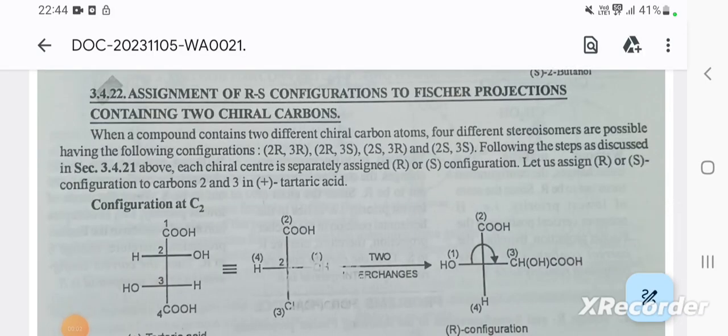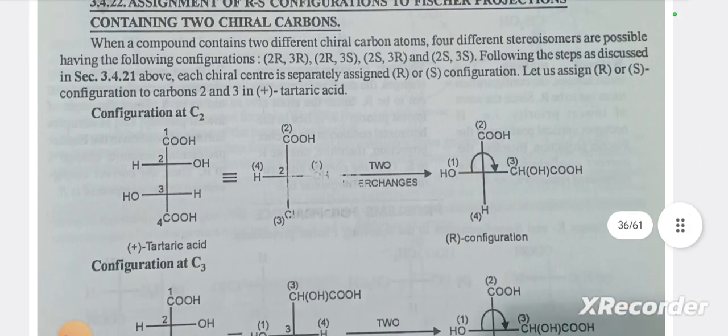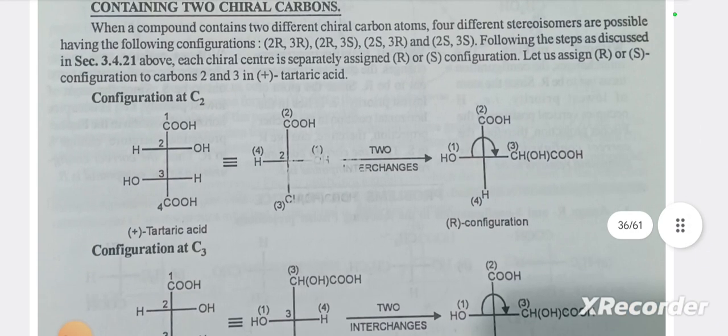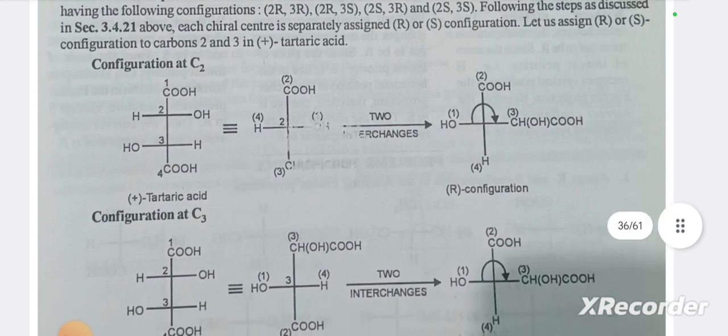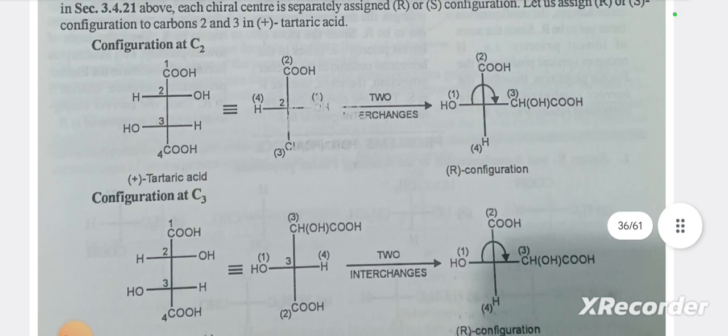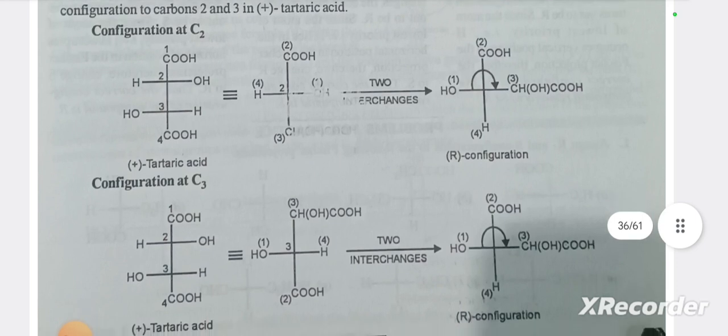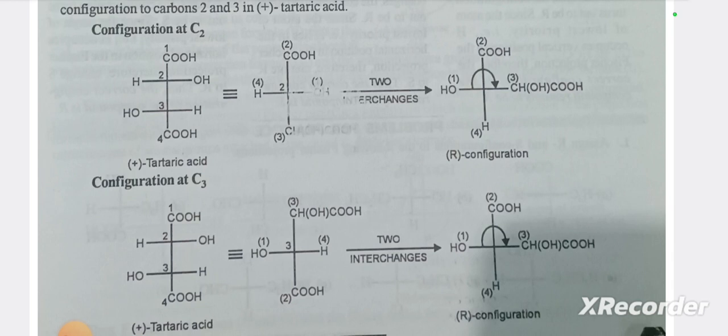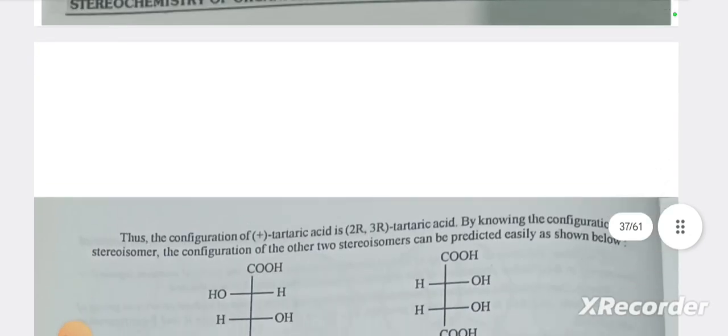Assignment of RS configuration to Fischer projections containing two chiral carbons. When a compound contains two different chiral carbon atoms, four different stereoisomers are possible, having the following configurations: 2R,3R; 2R,3S; 2S,3R; 2S,3S. Following the steps discussed in the section above, each chiral center is separated and assigned as R or S configuration. Let us assign R or S configuration to carbons 2 and 3 in the plus and minus tartaric acid configurations.